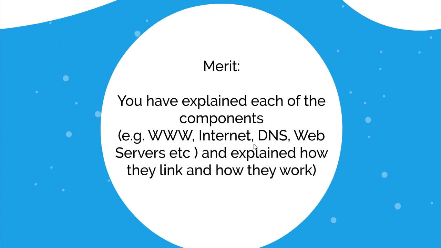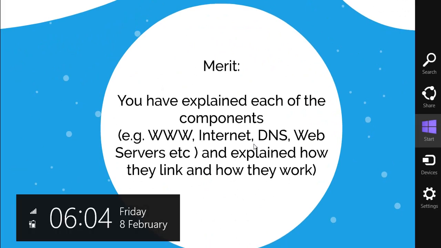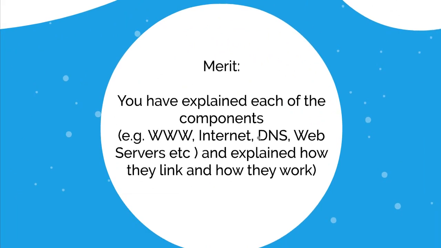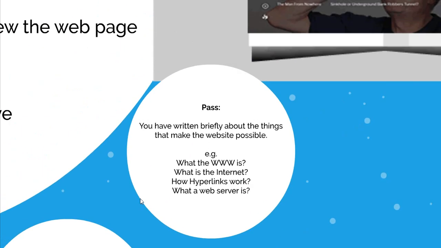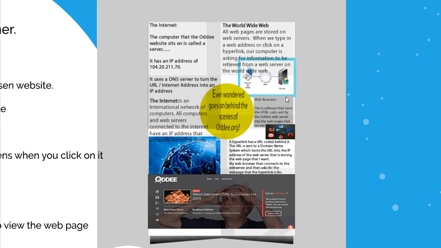For a merit, you have to just go a little bit further and just try and explain in a little bit more detail about each of those components that you've written about. So not just writing about what the World Wide Web is, but just providing a bit more detail about how it works, providing a bit more detail about the internet, what a domain name system does, how do web servers work. So if we go back to my example, I think I'd probably say that that is probably a merit piece of work, because it kind of does explain each of those features in some detail.